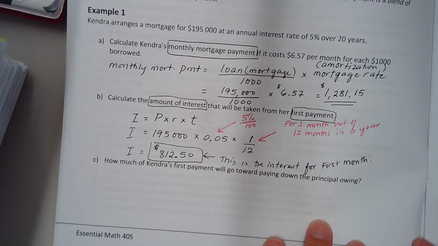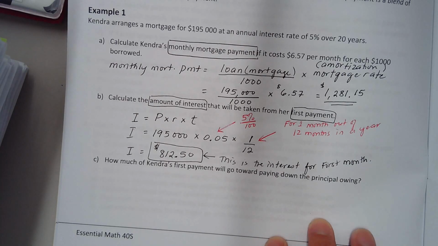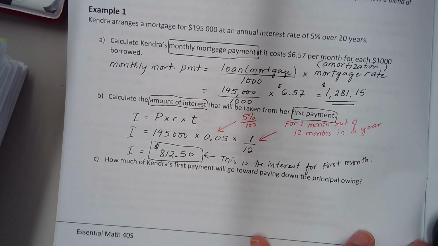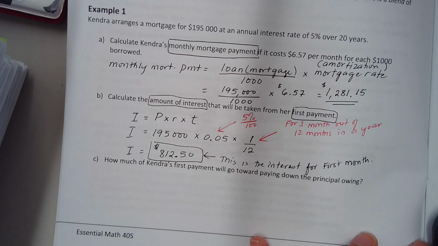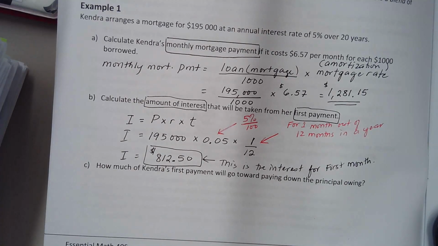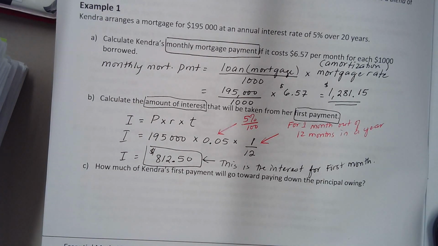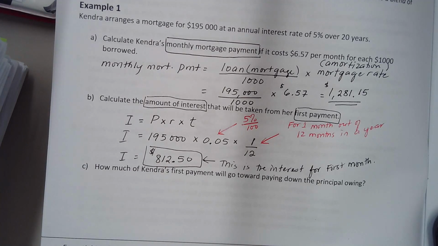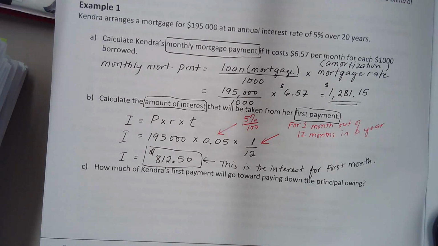I got 809.25. Oh, okay, we got something different. Let me double check mine. I used 195,000 times 0.05 times 0.083 divided by 12. You got 0.083? Okay, let's take a look. So you went 1/12 and then you got 0.083. Okay, 1 divided by 12, 0.083, is what I got.